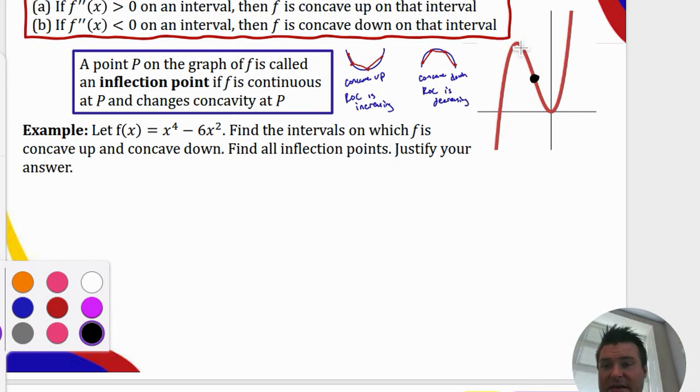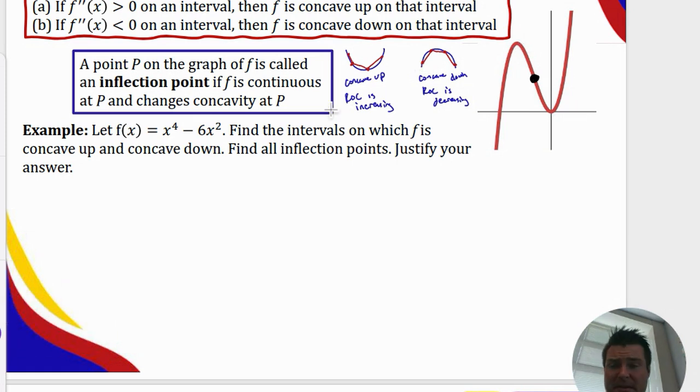So we got to look at our concavity test here. If f double prime is greater than 0, we're going to be concave up. If f double prime is less than 0, we're going to be concave down. An inflection point, again, is only when we change concavity. Lots of people make errors and think that means when the second derivative is equal to 0. That doesn't tell us anything. We only care about it when we change concavity.